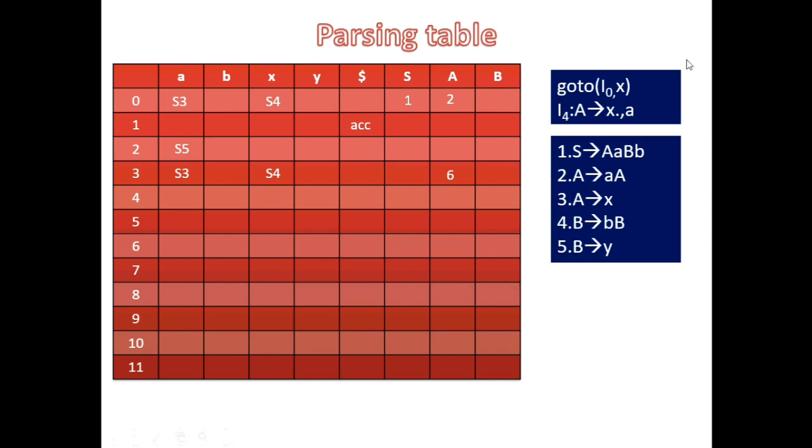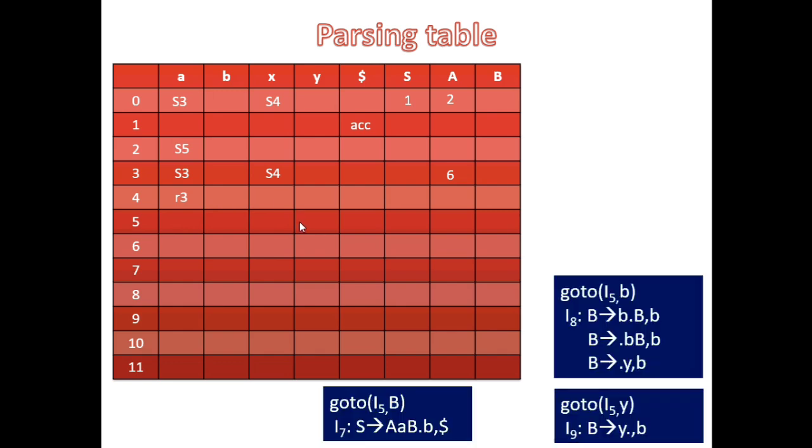When you go for I4, the dot is at the end. Dot is at the end means, in I4 where A is there, what is the original production? A tends to X is production number 3. So in I4, where the dot is at the end, simply write it as R3.